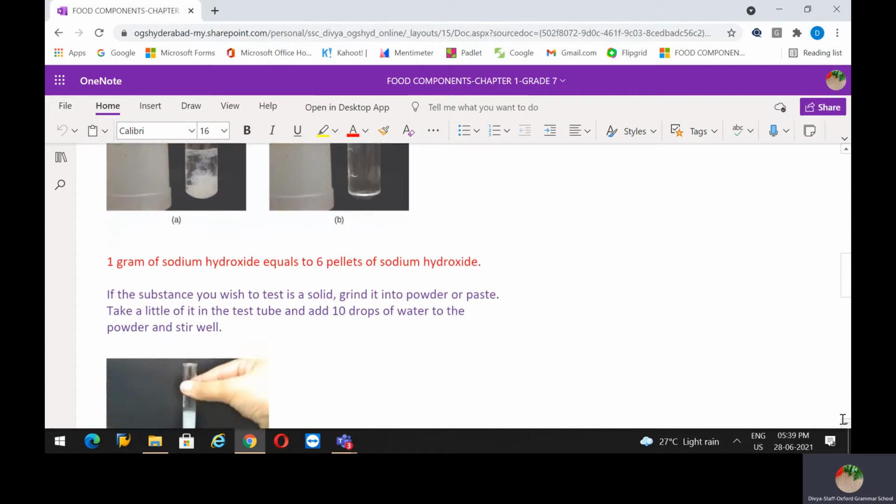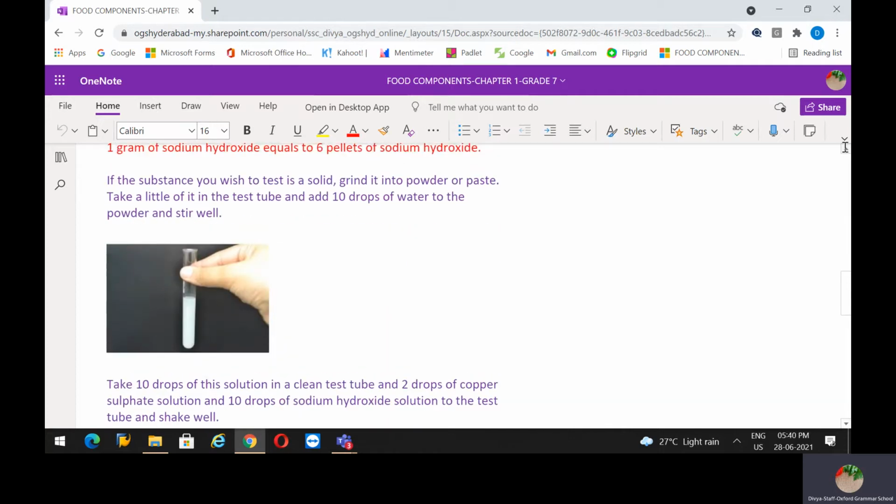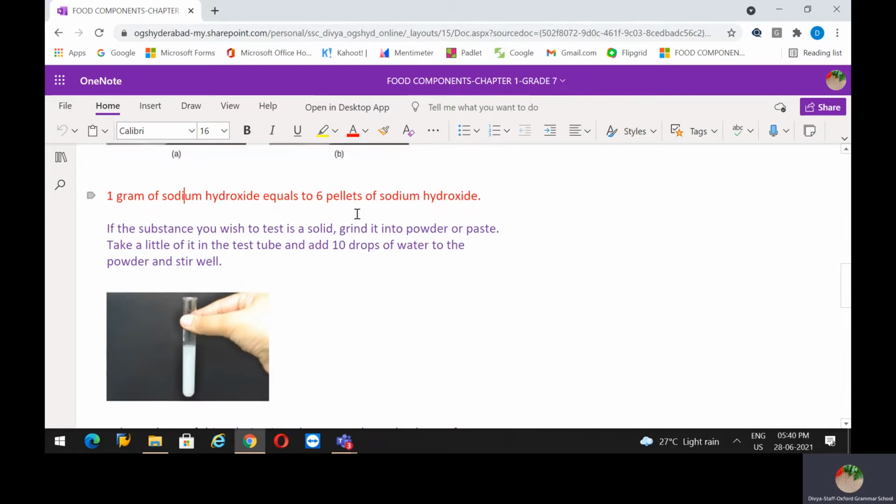So what would be the experiment? See, one more important point I would like to discuss here. 1 gram of sodium hydroxide is equal to 6 pellets of sodium hydroxide.